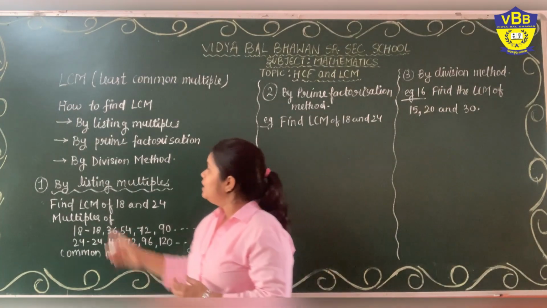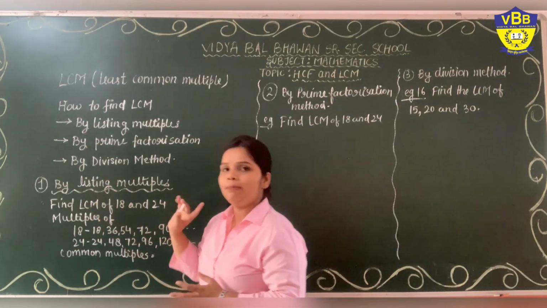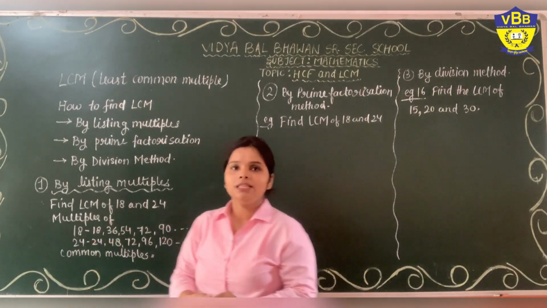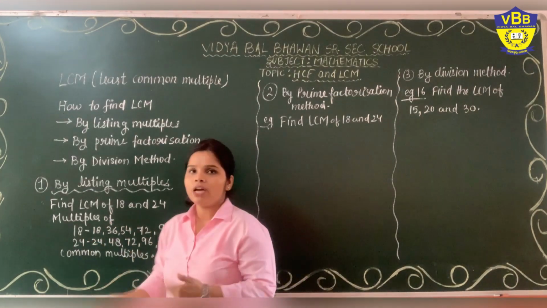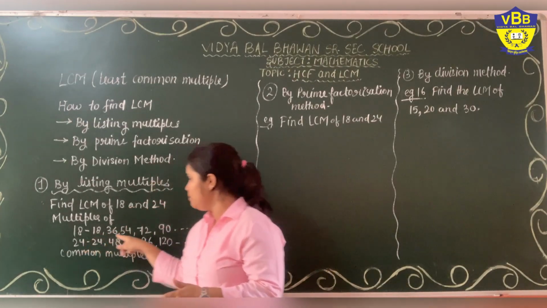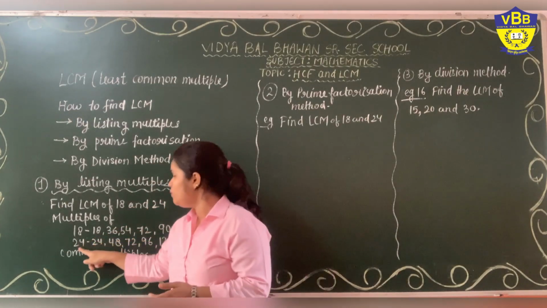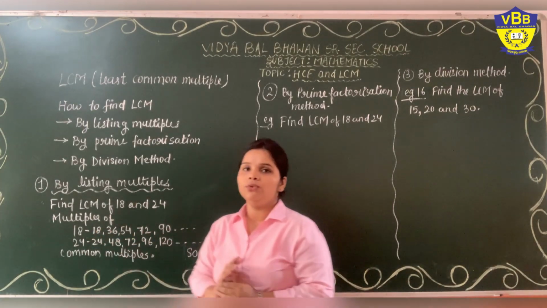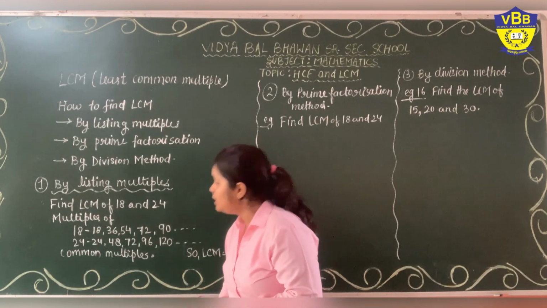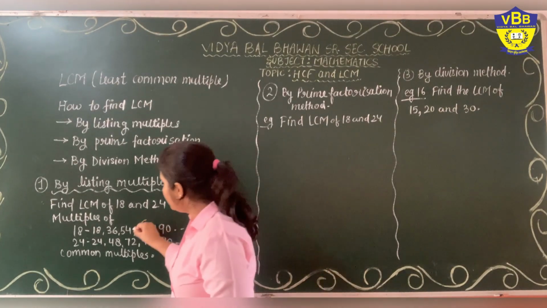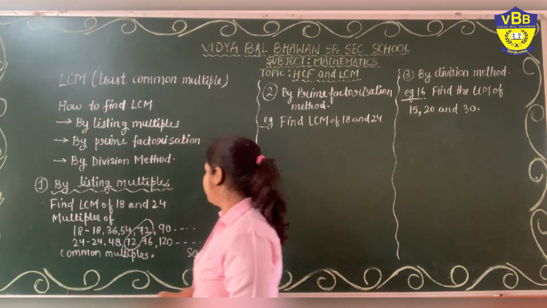For that, you have to list the multiples of the given numbers 18 and 24. Multiple means table, the numbers which come in the table of 18 and 24. So here I have put the table of 18 and the table of 24. That means multiples of 18 and 24. Look for the multiples which are common. You can see here 72 is common.